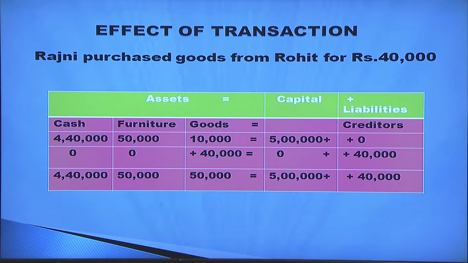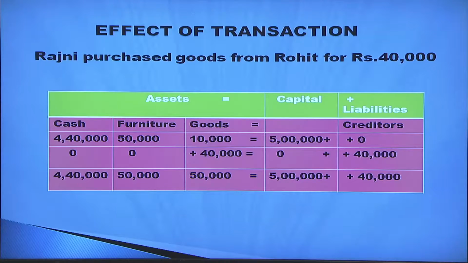It is a credit transaction because name of the party is given. So, under liabilities we can include creditors. So, goods worth 40,000. So, plus 40,000 you have to write as the effect of the transaction in the goods column. And creditors also increased because this is a credit purchase. So, plus 40,000 under creditors column.